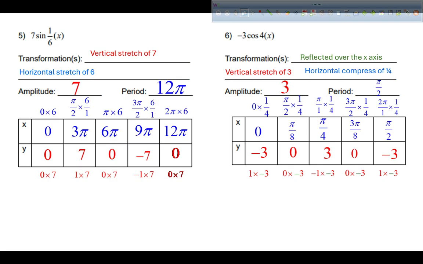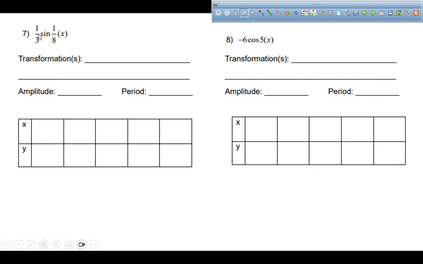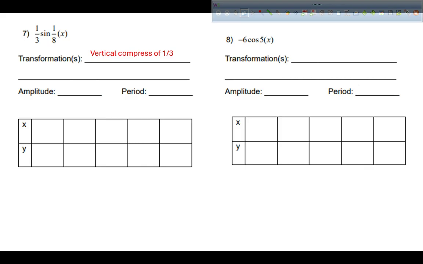Questions on this one? All right, let's look at the next one. 1/3 in front is going to shrink this graph vertically. It's going to get shorter, so we call that a vertical compress. Because it's vertical, it's going to affect the y values, and I need to use the sine y values: 0, 1, 0, -1, 0. I'm going to multiply those all by 1/3.